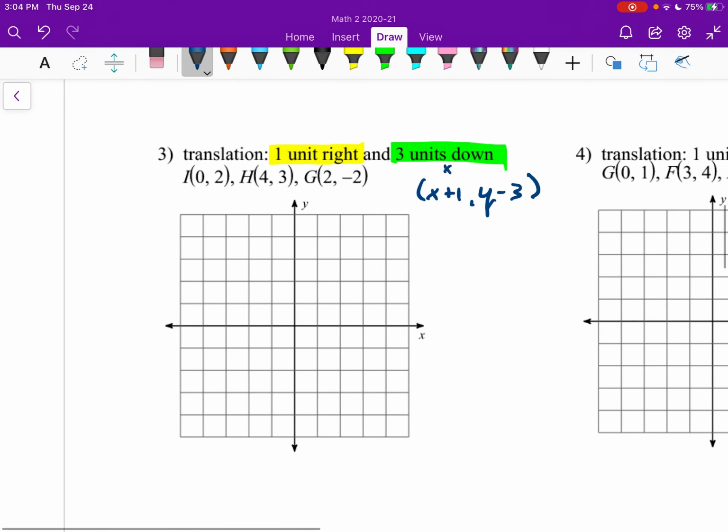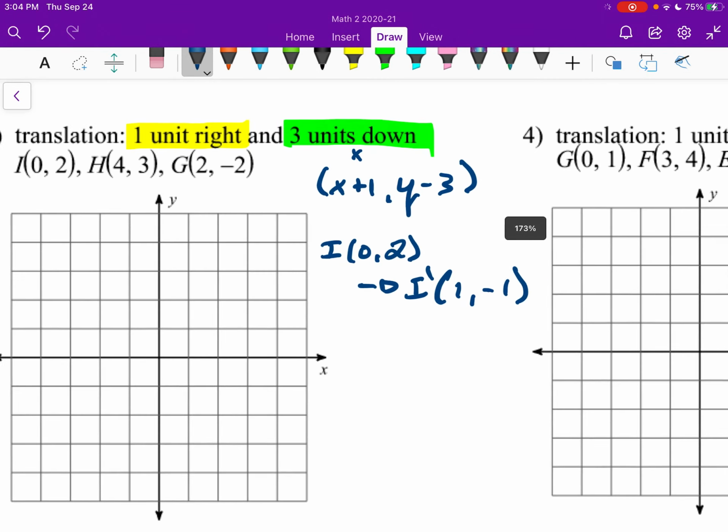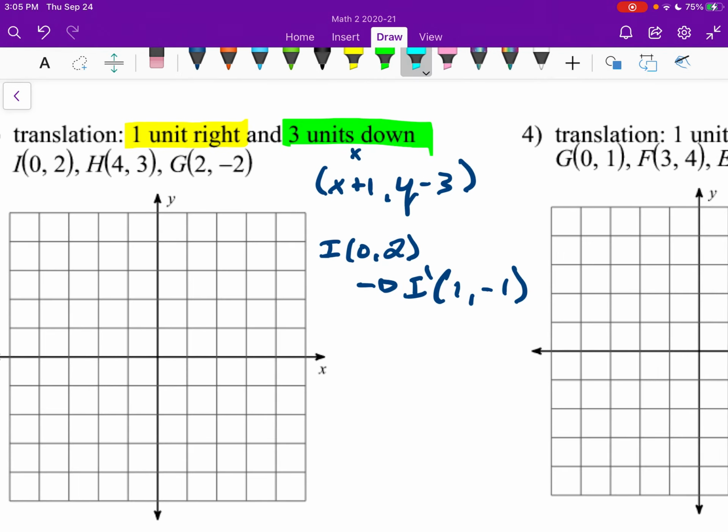So one way that we could write this is I'm just going to rewrite my I. I is 0, 2, and I prime will be, well, I'm going to take 0 plus 1, which is 1, and 2 minus 3, which is -1, right? I took this number and plugged it in there, and I took this number and plugged it in there.